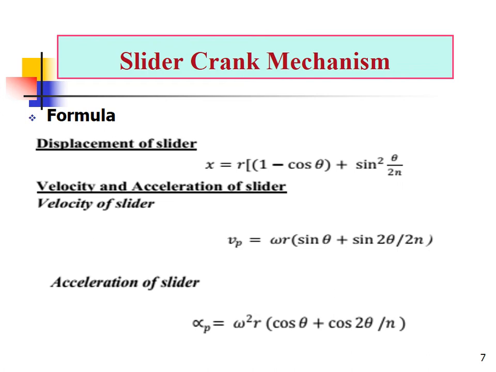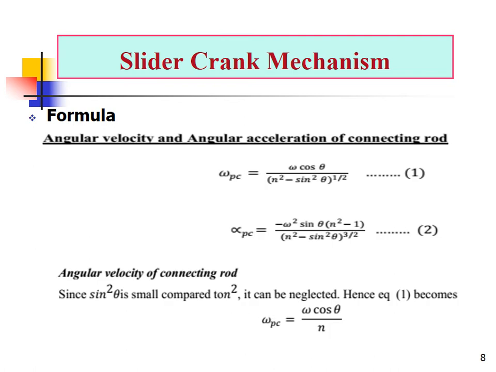The formula for the displacement of the slider is x equals R into (1 minus cos theta plus sin square theta divided by 2n). The velocity and acceleration formulas of the slider are shown here, along with the angular velocity and angular acceleration of the connecting rod, omega PC and alpha PC. For angular velocity of the connecting rod, since sin square theta is small compared to n square, it can be neglected, hence the equation becomes omega cos theta divided by n.